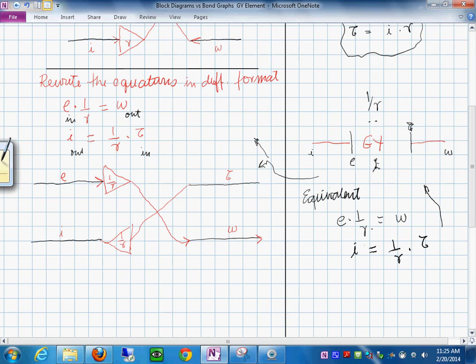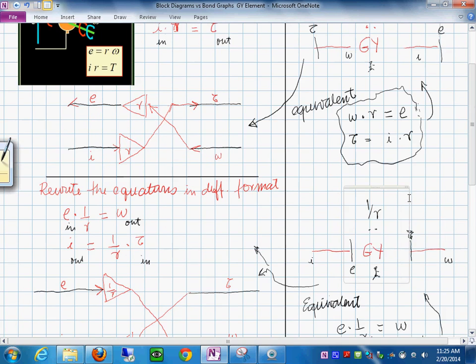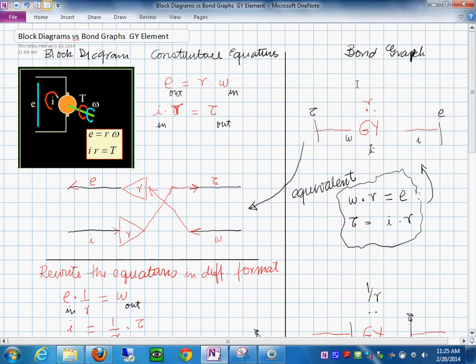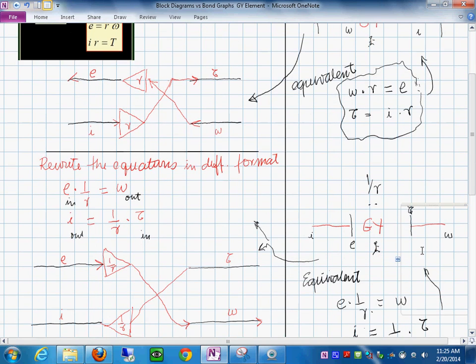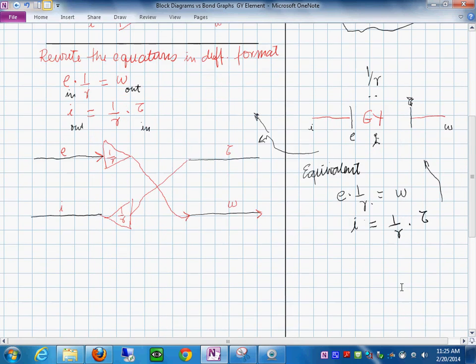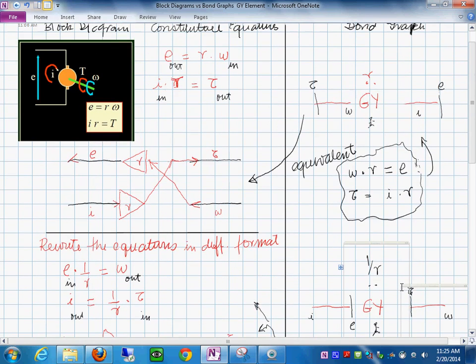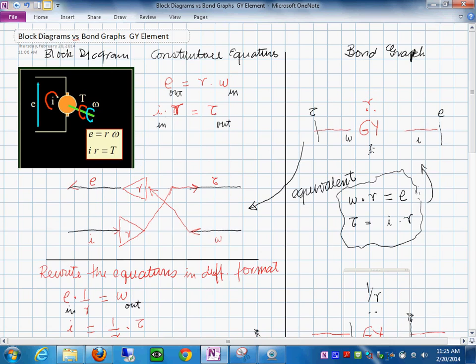So this is what we have for the GY element: the result is either one of this form or one of this form. Is there a preferred form? No, not for this element. We prefer the integral form for the C elements and the I elements.